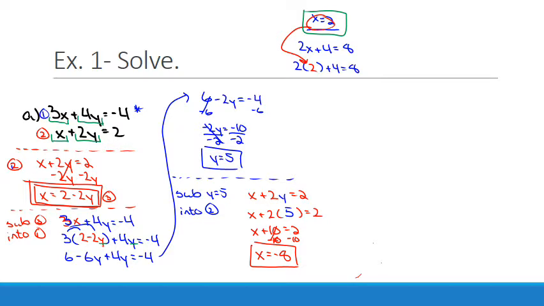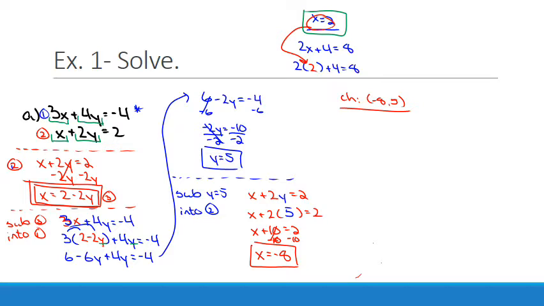So now I think I have my answer. I have my point, negative 8 and 5. What we can do is we can check it. We can simply check that solution, negative 8 and 5. What would you do to check it? Well, you would just check it with the two equations you just worked with, or your two original equations.